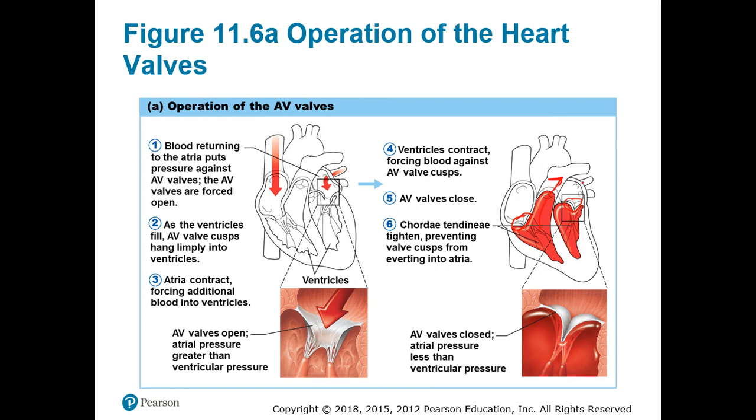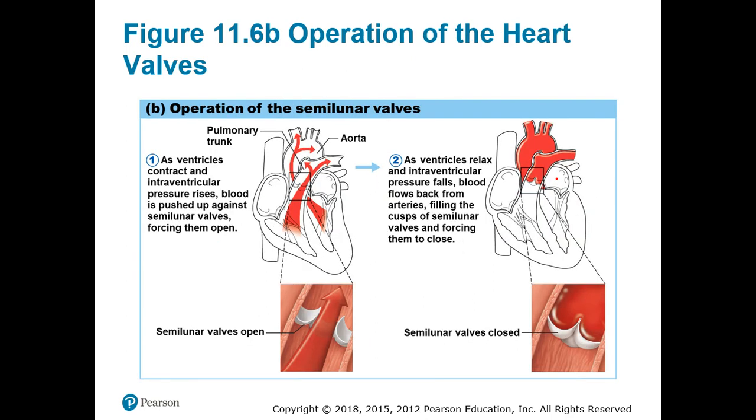It's going to send it out through our major blood vessels. Opposite of our semilunar valves. So here, our semilunar valves are going to be open when our ventricles contract. Because when our ventricles contract, we want blood to go out of them, so that's why they're going to be open. And then, of course, once the blood is pushed out, our semilunar valves are going to be closed during relaxation.